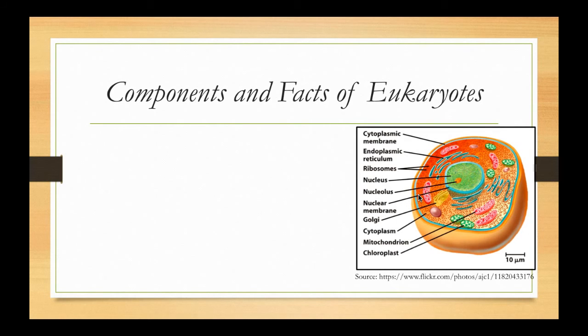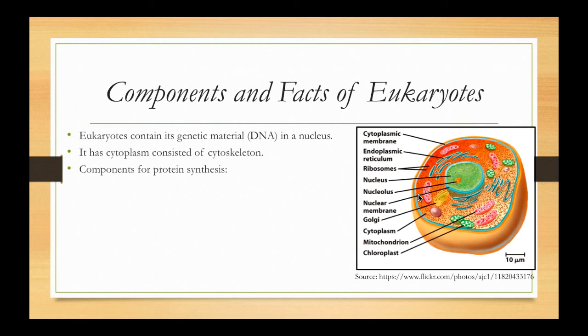And things about eukaryotes. Eukaryotes contain their genetic material, DNA, in a nucleus. They have a cytoplasm consisting of cytoskeleton, a component of protein synthesis. After this video, there will be a short, concise video talking more in detail about eukaryotes by comparing and contrasting animal cells and plant cells. But for now, I'll just talk generally about how eukaryotes make protein. The first step is the nucleus. At the nucleus, DNA is transcribed to RNA, and then RNA is translated to protein.